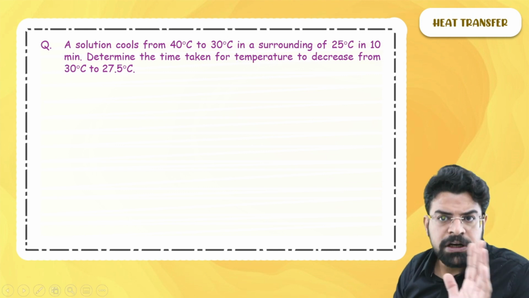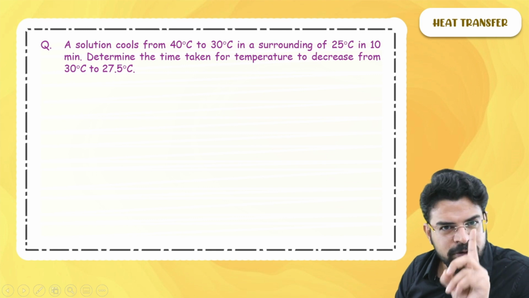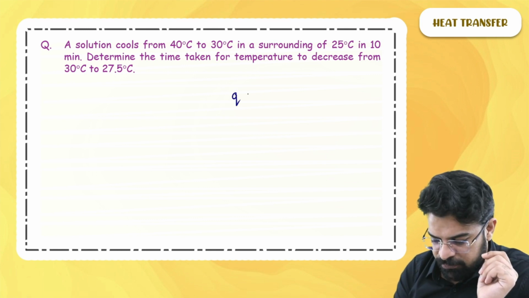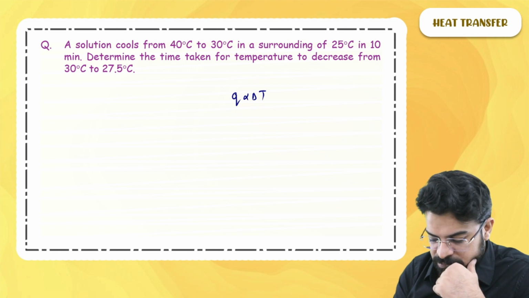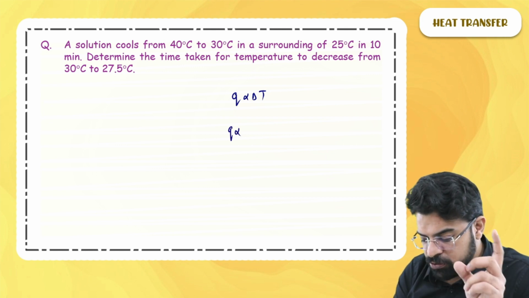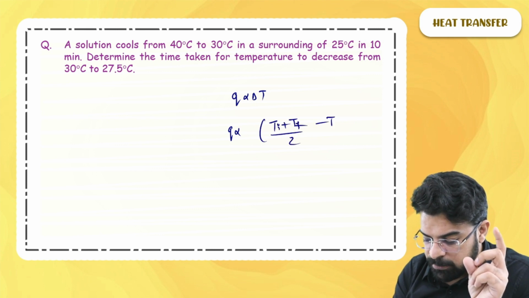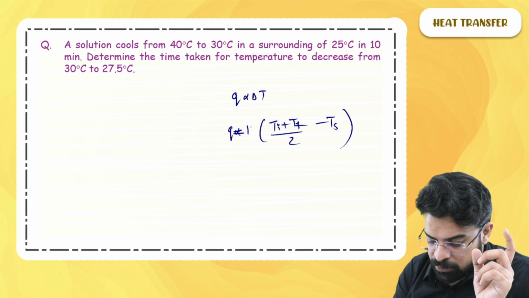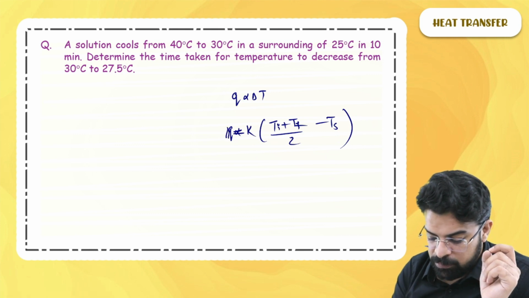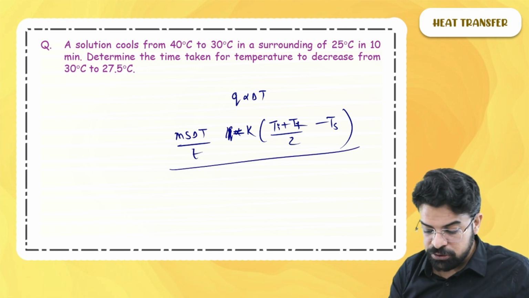Beta, do not worry about all these questions, what it says. Just focus that there will be one formula used. What? The rate of heat flow is directly proportional to the temperature difference. Here the temperature keeps on changing, so we say the rate of heat flow is directly proportional to the average temperature difference, that is (T initial plus T final) by 2 minus the temperature of the surrounding. Then we need to place a proportionality constant, and in place of Q write m s delta T by t. Game over every time. So I'm going to use this here.